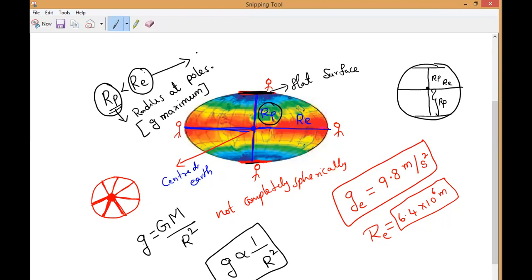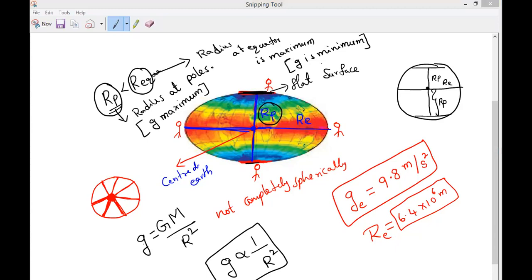Next. The radius at the equator, please remember, is maximum. So is the g value minimum or maximum? Minimum, sir. g is minimum. How many of you understand this? At least in the chat, please respond. Mr. Johan, Mr. Gopal Krishna, have you understood this?